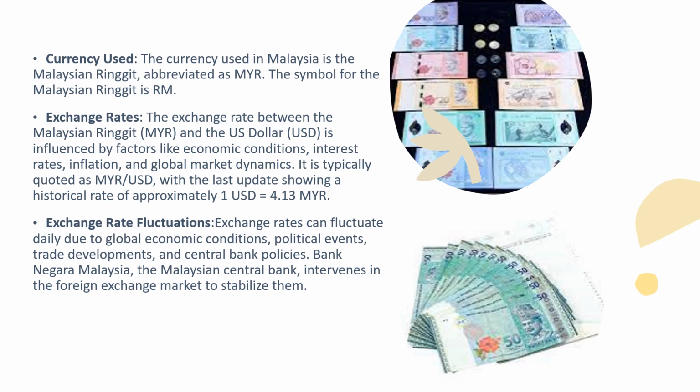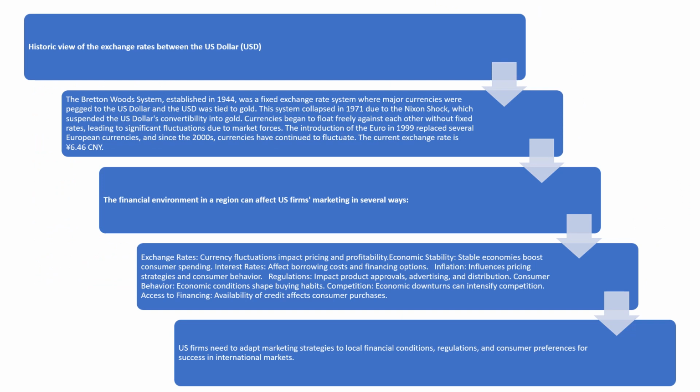The currency used in Malaysia is the Malaysian ringgit, and the symbol is RM. The exchange rate is one US dollar equal to 4.13 Malaysian ringgit. Exchange rates can fluctuate daily due to global economic conditions, political events, trade developments, and central bank policies. So it depends on the different economic conditions in the country, and the historic view of the exchange rates against the US dollar.